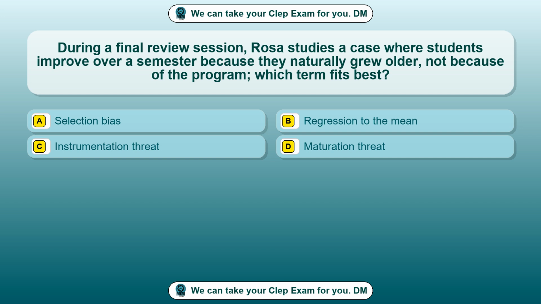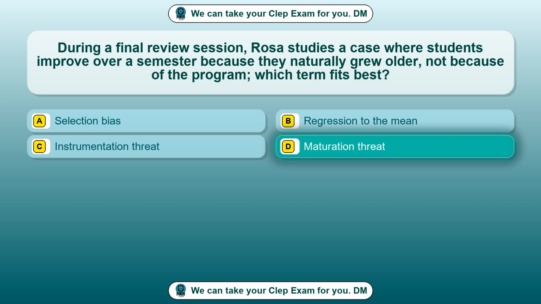Question 97. During a final review session, Rosa studies a case where students improve over a semester because they naturally grew older, not because of the program. Which term fits best? Option A, selection bias. Option B, regression to the mean. Option C, instrumentation threat. Option D, maturation threat. The correct answer is option D, maturation threat.